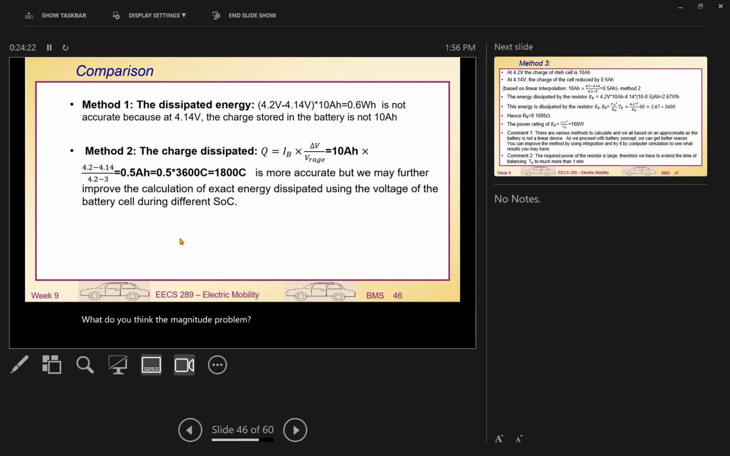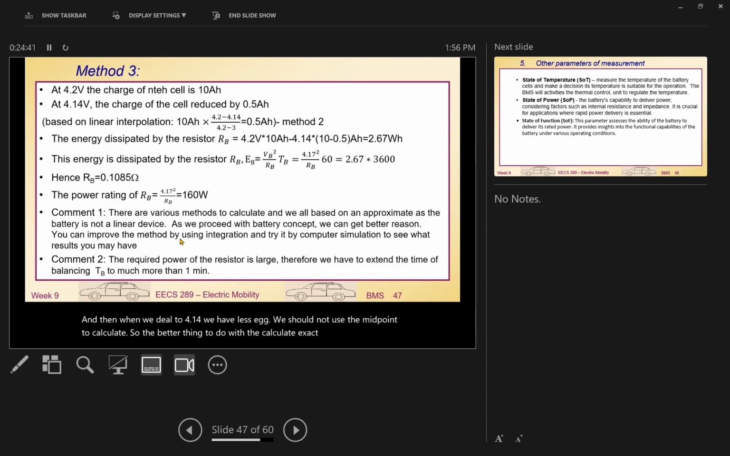Just now we used the midpoint voltage. But actually at fully charged, the voltage is 4.2. And then when we reduce to 4.14, we have less AH. We should not use the midpoint to calculate. So the better thing to do is to calculate exact energy, like method 3.